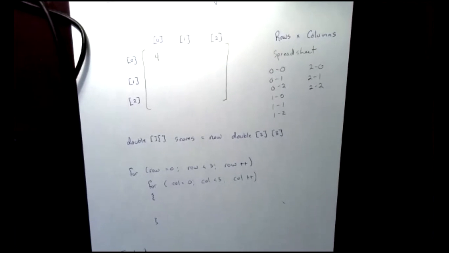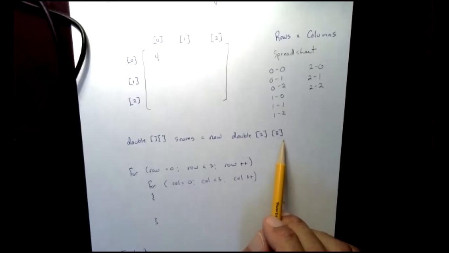Just like we talked about with arrays, I'm going to start with my data type, double, square bracket, but now I'm going to have a second square bracket. Scores is the name of the two-dimensional array. It's going to be the address again, equals new double square bracket. Now I'm going to put the size in, 3 and 3: 3 in the first square bracket, 3 in the second square bracket.